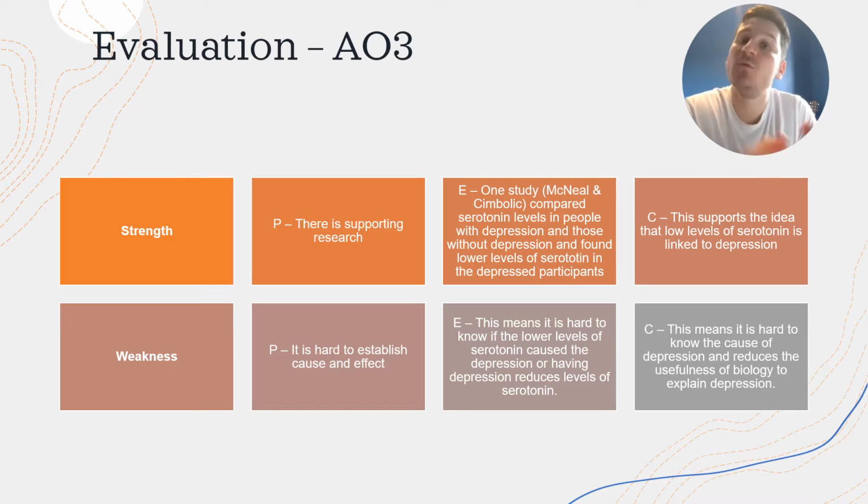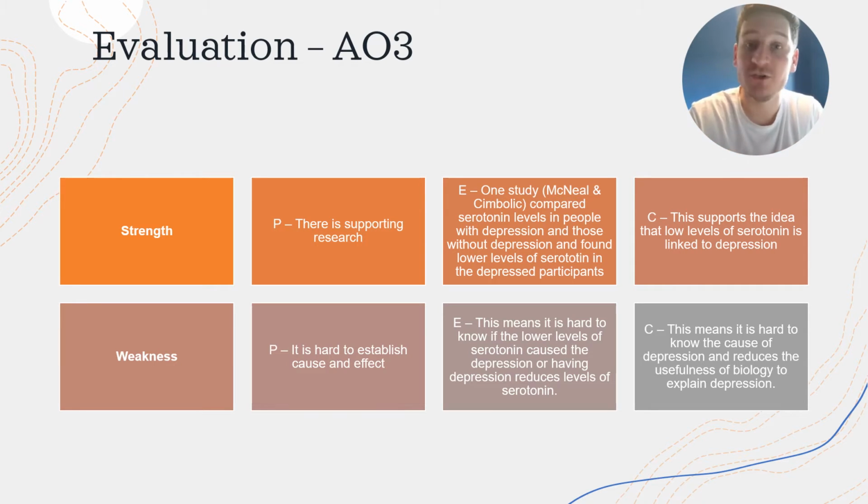You look at people with depression and people without depression, and look at their levels of serotonin. And what you generally find is that those who have depression do have lower levels of serotonin, so it is backed up by research here. However, a weakness is that that doesn't necessarily establish what we know as cause and effect. It doesn't mean that low levels of serotonin have led to depression. It could be the other way around.